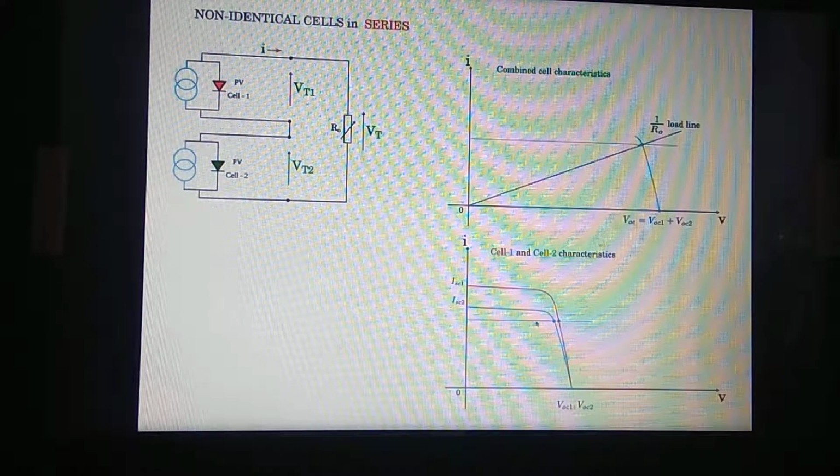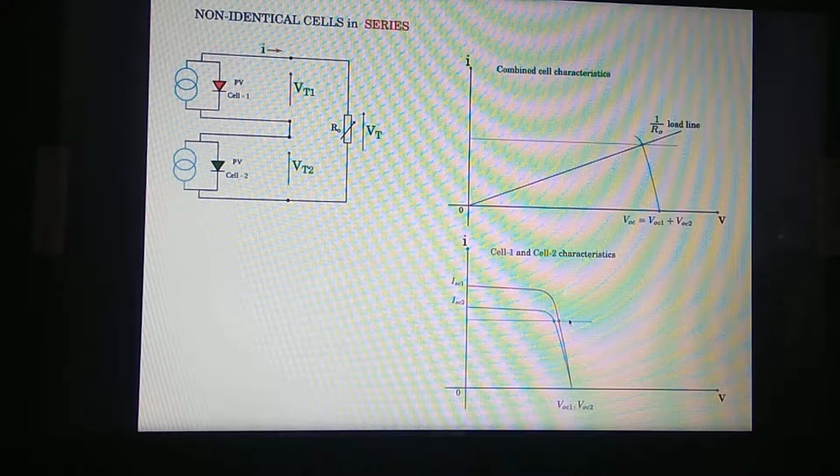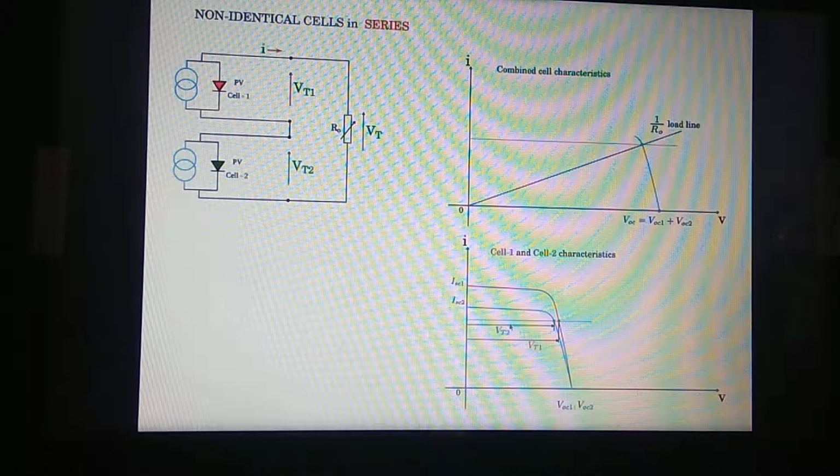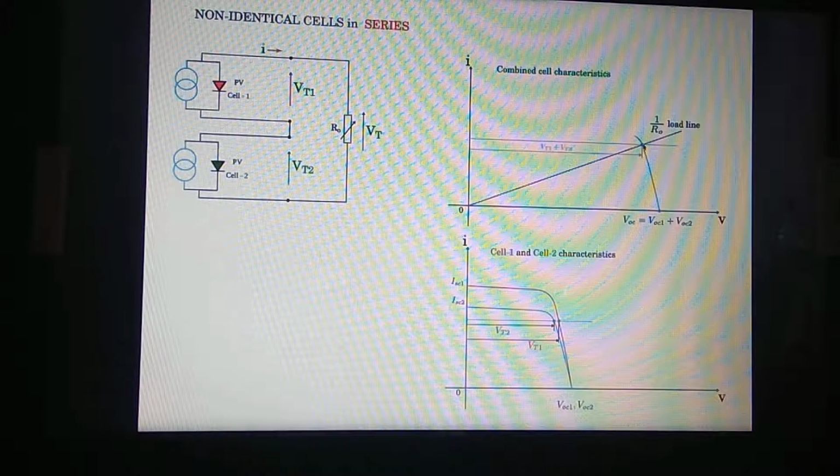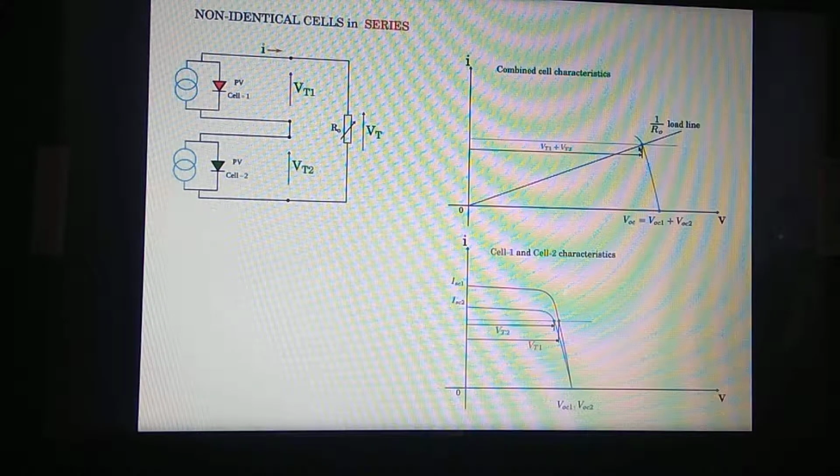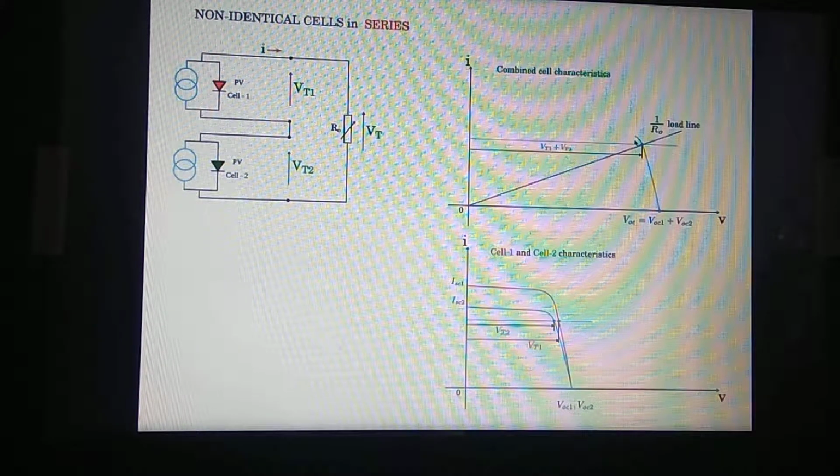For the increased load current, with respect to the individual IV characteristics of the cell 1 and cell 2, you see here are the new operating points, and this is the voltage across cell 2, this is the voltage across cell 1. Addition of this will be the voltage of the operating point of the combined cell.